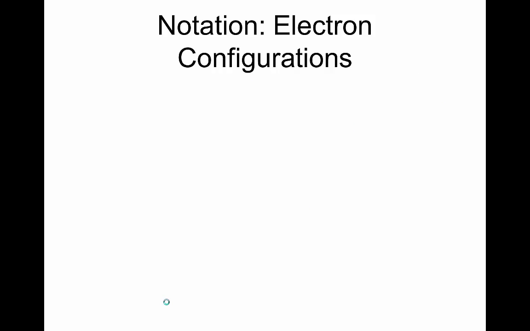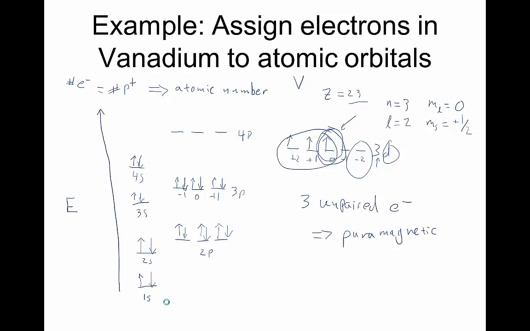This is called an electron configuration. It just tells us how many electrons we have in each shell and subshell. So what I'm going to do is write down the electron configuration for vanadium on this diagram just to show you how it's done. We start off listing our orbitals in the order that we filled them, following the Aufbau principle.